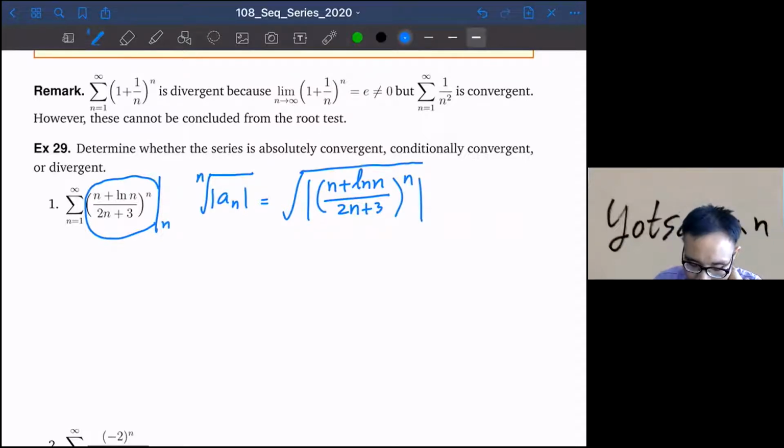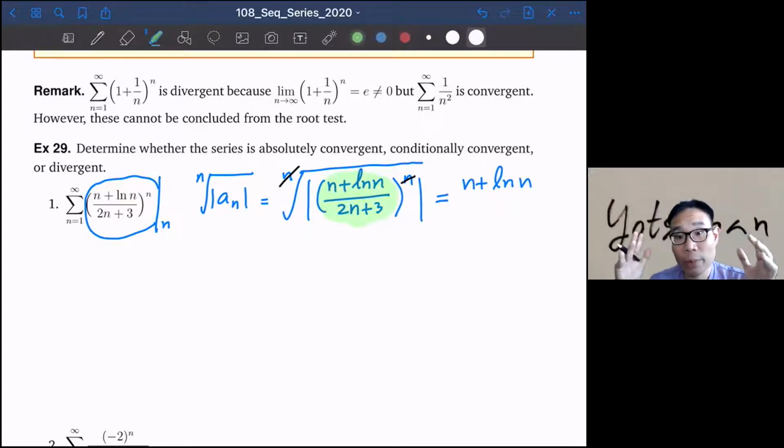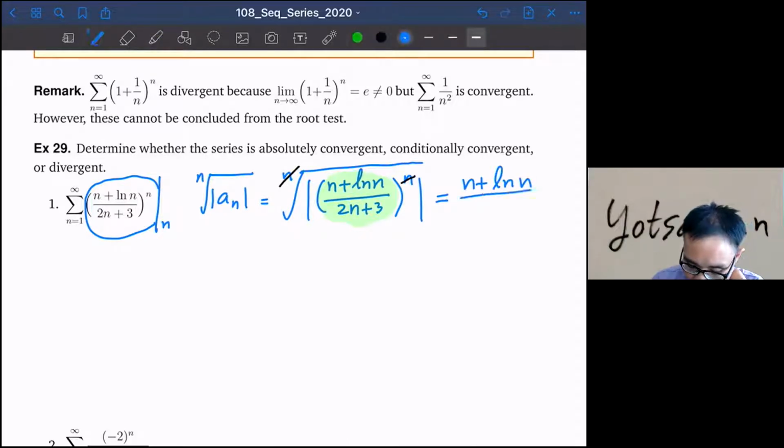And this one turned out to be the n-th root. And so you see that when you have the n-th root like this, the thing that you'll be able to get rid of is this power n. So the thing that you have left will be without absolute value because everything inside is positive. So with absolute value or without absolute value doesn't matter. So it's going to be this (n plus log n) over 2n plus 3. That will be the n-th root of the absolute value of a_n, ready for taking the limit.